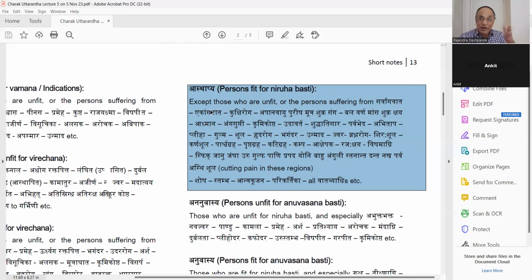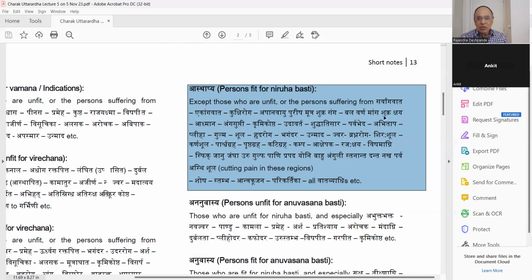Ekanga Vata, I have the video. Pakshavadha, that is paralysis, hemiplegia. The scientific word is hemiplegia. Then Apanavayu, Purisha, Mutra, Shukra, Sanga. Sanga is obstruction. So whenever there is obstruction, Srotorodha, Asthapana Basti.